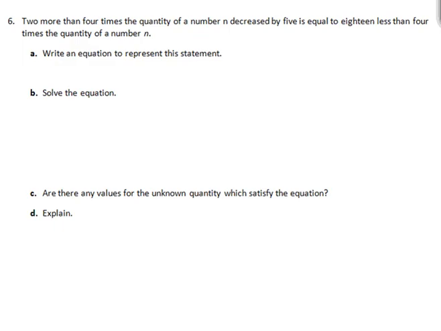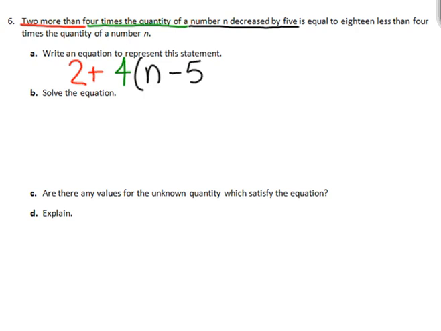All right, next one, we need to write an equation that represents the statement. So we'll start with 2 more than, so that would just be 2 plus, and then it's 4 times the quantity of, so we're going to have 4 times something in parentheses. So the quantity of a number decreased by 5. So we can do n minus 5. And then it says it is equal to 18 less than 4 times the quantity of a number n.